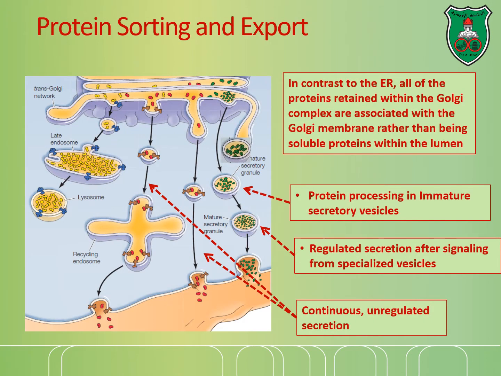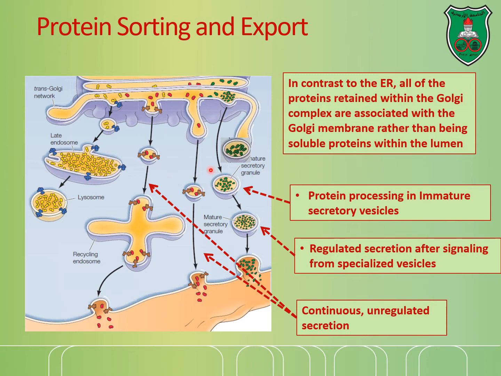Now, what happens then is protein sorting. Something interesting about the Golgi is that Golgi proteins are associated with the membrane, okay, rather than being soluble. The soluble proteins are the proteins that are enclosed in vesicles, and then they pop out of the Golgi, where they fuse with the plasma membrane, with recycling endosomes, late endosomes, and so on.